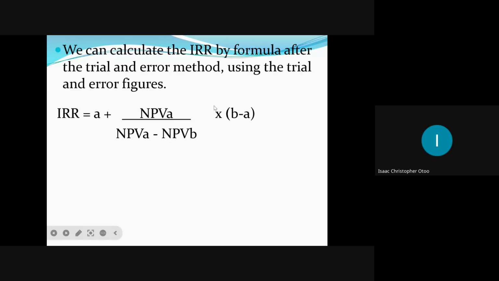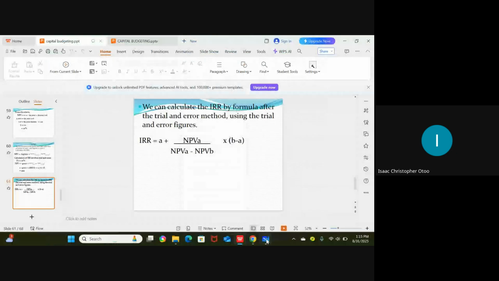So the A that you see is the lower discount rate, and the NPV of the lower discount rate, and then the higher discount rate minus the lower discount rate. So let me go and try.